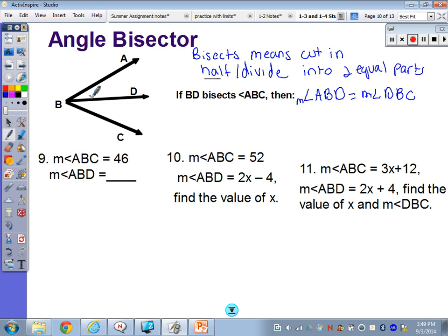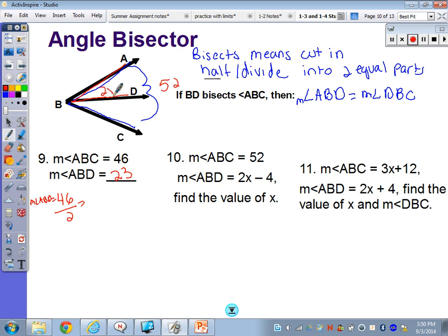Okay, so if I take BD and it bisects the angle, it divides it into two equal parts. So they said ABC. So if I trace that, ABC is the entire angle, is 46. And they said find ABD, and we know BD bisects, so that means ABD is half of 46. So I can take 46 and divide by 2 to get ABD, and that gives us 23. The second one, ABC is 52, so that again is the entire angle if I trace it.